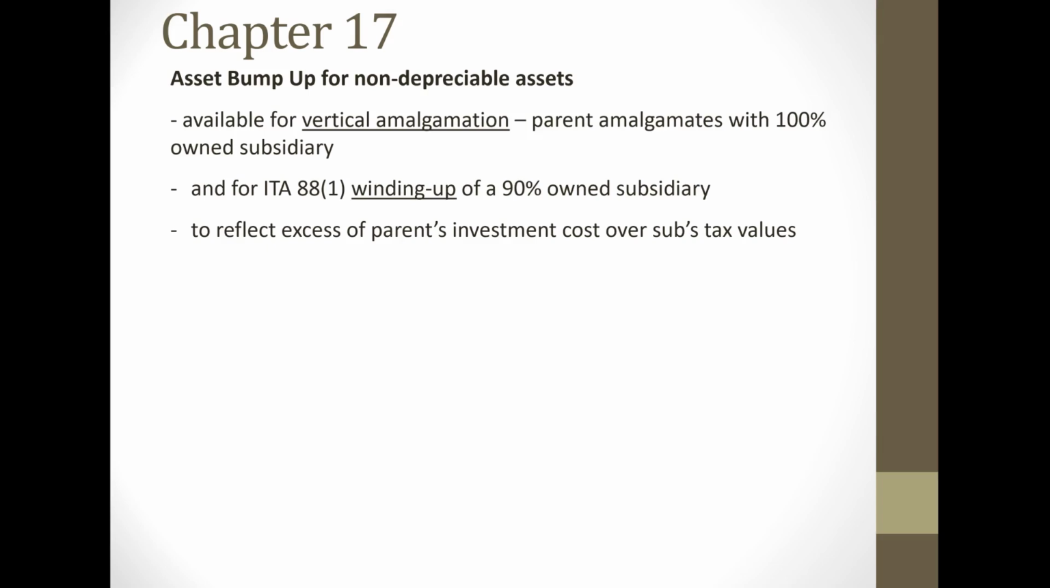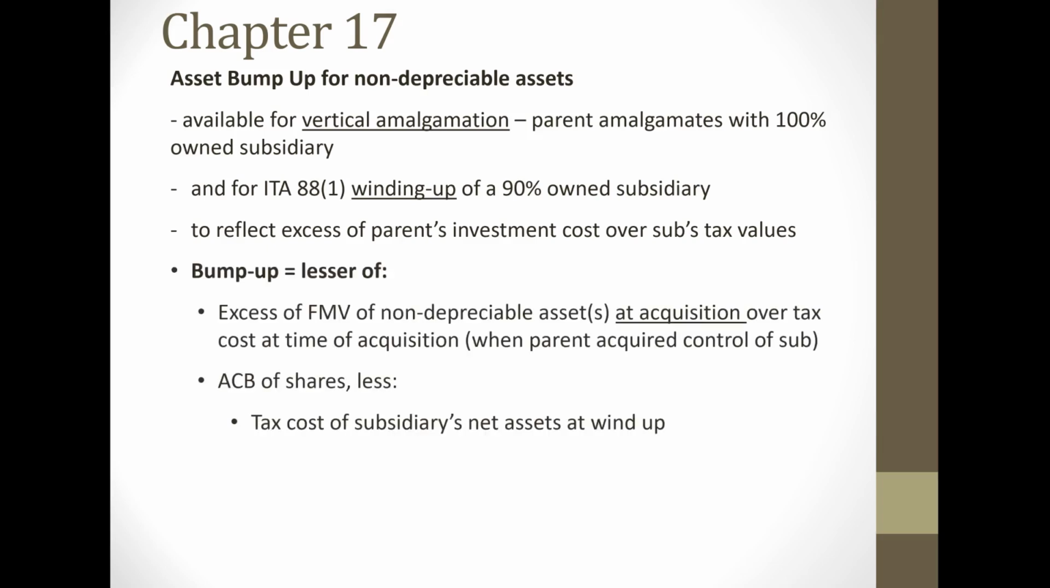So how do we calculate the asset bump up? Well, it's the lesser of two amounts. So the bump up is the lesser of the first bullet point, the excess of the fair market value of just the non-depreciable assets at acquisition over the tax cost of these non-depreciable assets at acquisition as well. When we talk about acquisition, we're talking about when the parent acquired control of the sub.